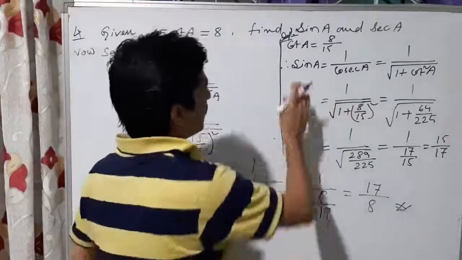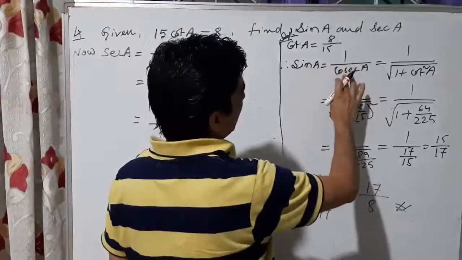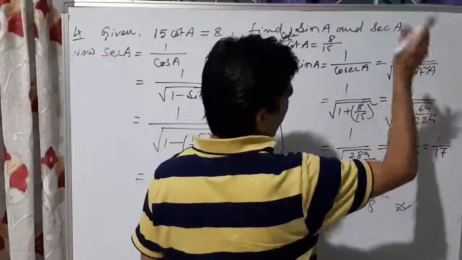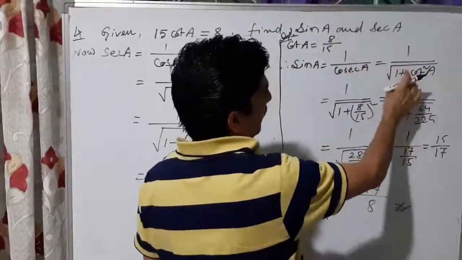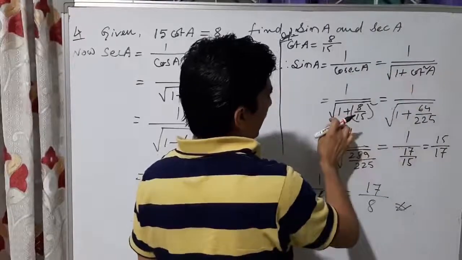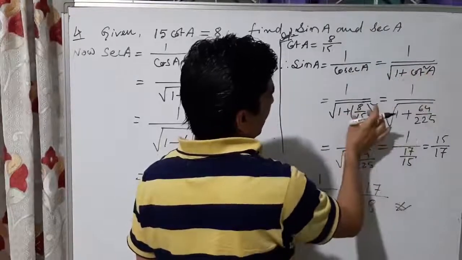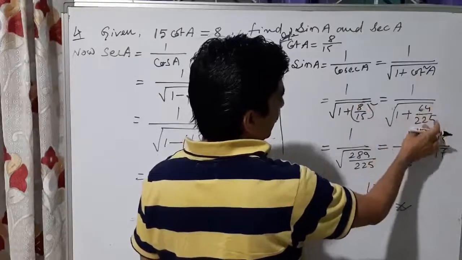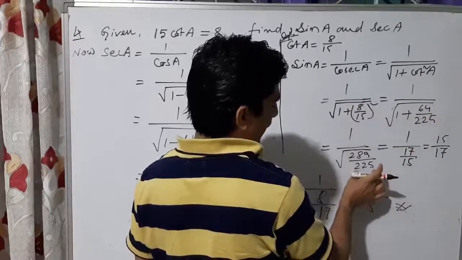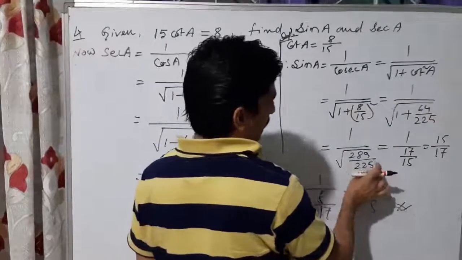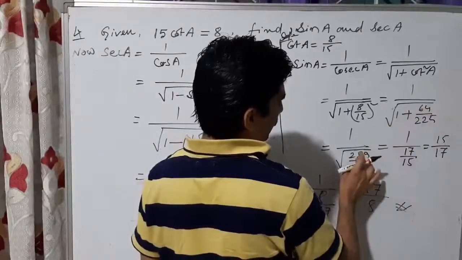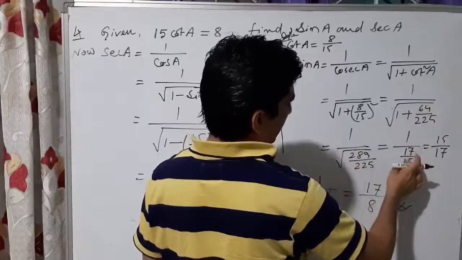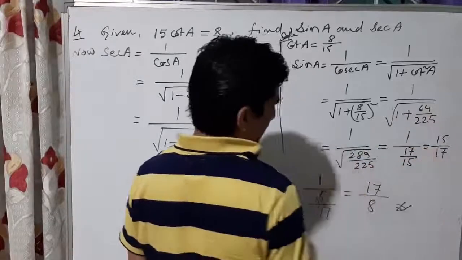So here, sin A equals 1 by cosec A. This cosec A can be written as square root of 1 plus cot square A, from the quadratic relation. So I have written here 1 plus cot square. The cot value is 8 by 15 square. So 1 plus 64 by 225. Taking 225 as the LCM, 225 plus 64 is 289. The total over the LCM, so it is 1 by 17 by 15, which means it is 15 by 17.